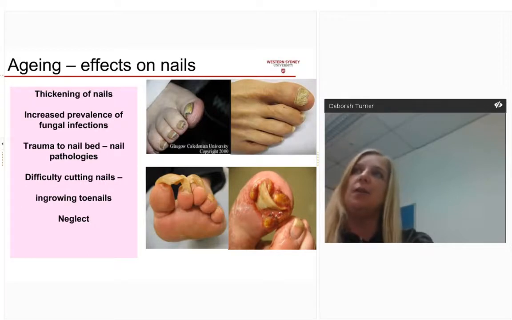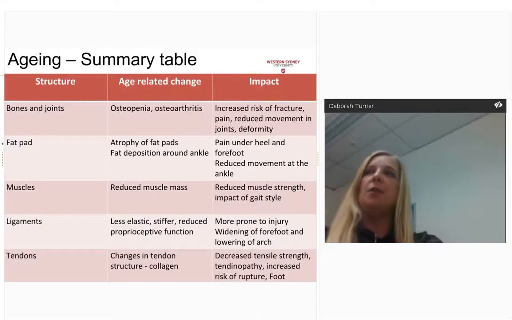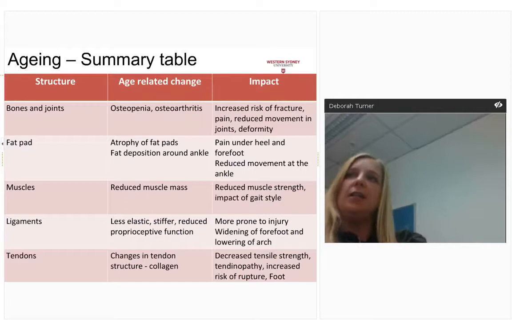So in summary, in terms of considering the age-related changes, we've got to really consider the impact that aging will have on all of these structures, and then consider the disease-related changes on top of those.